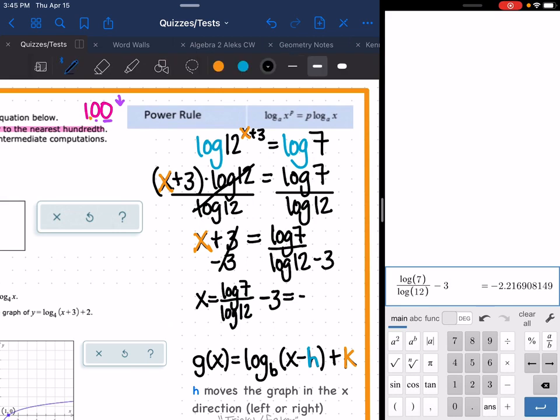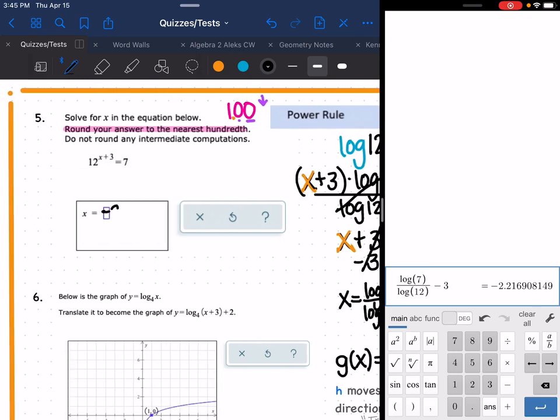All right, so I got negative 2.2169, and for hundredths, that should be enough numbers. Here is my decimal. Hundredths means I'm going to count 1, 2, and the third one's going to tell me I didn't need the 9. The number under the arrow is 5 or more, so I'm going to add 1 more to my underlined number, negative 2.22. That's a lot of 2's.